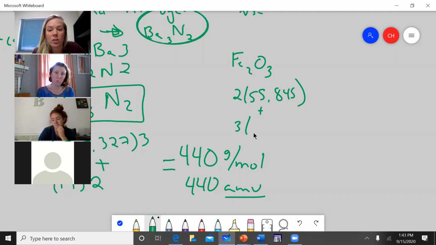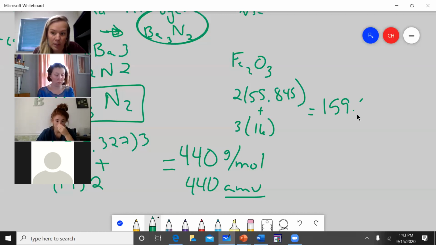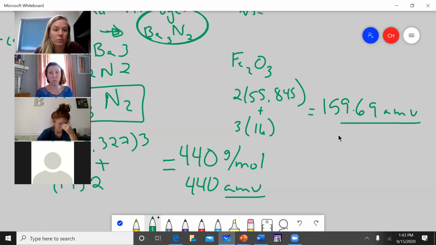So I've got 3 oxygens and the mass on that is 16. When I plug that in, I should end up with something like 159.69 AMU. So it's not too hard to do, as long as you're given the formula. You're not making these numbers up, you're just pulling them off the periodic chart.